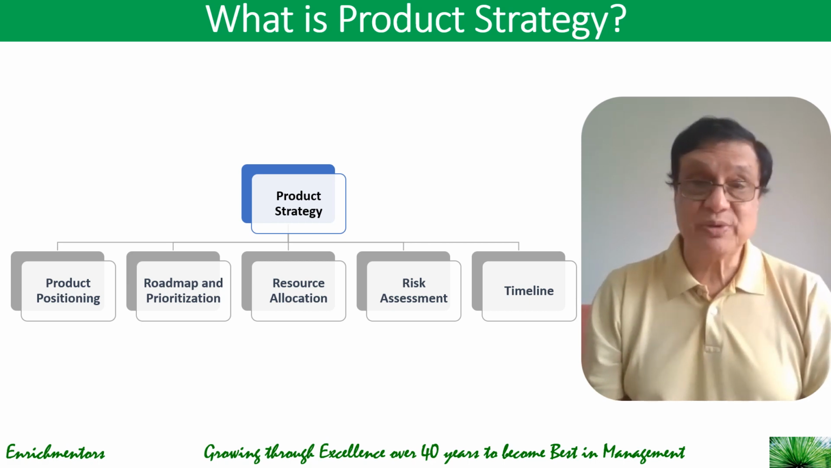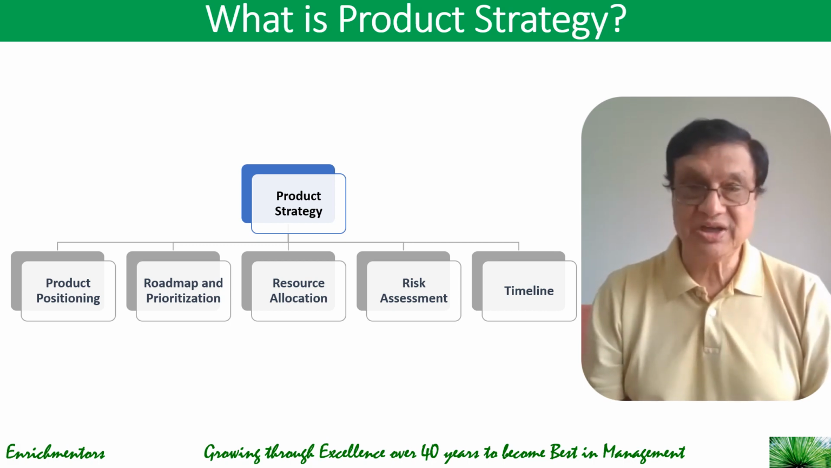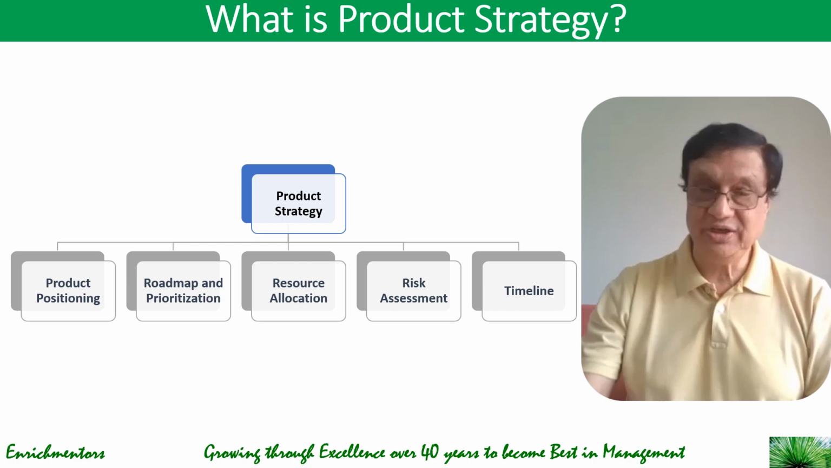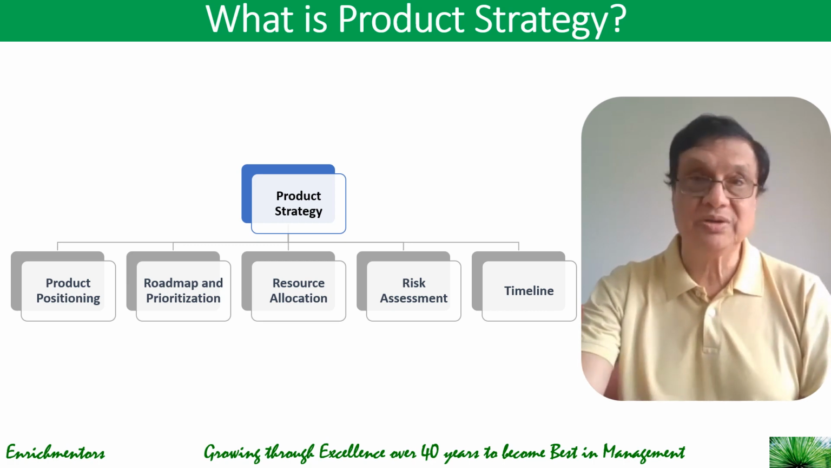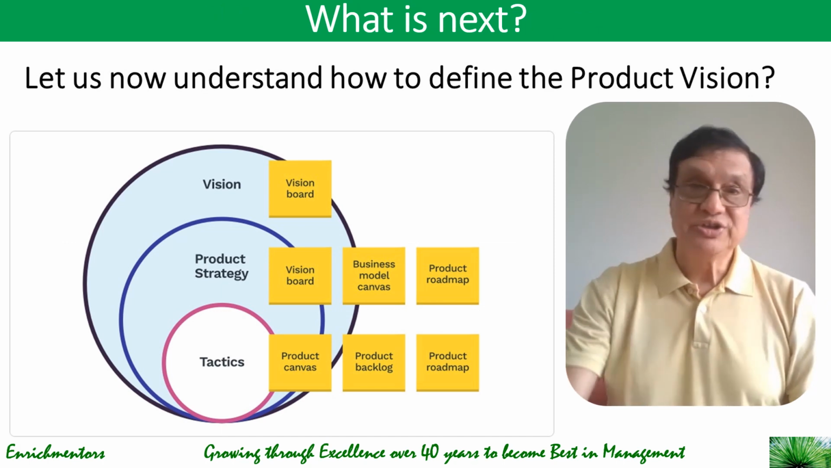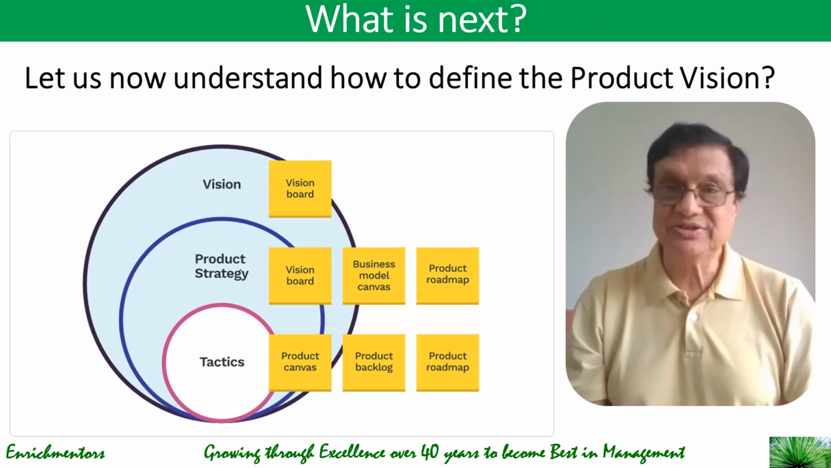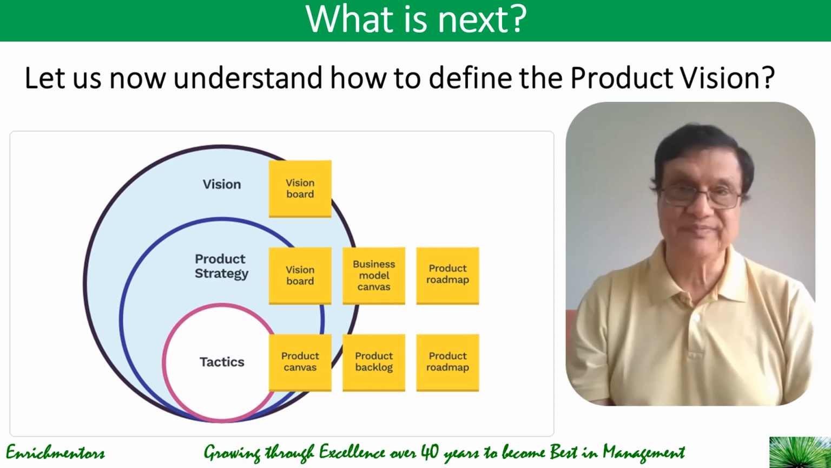It guides product managers and their teams in making informed decisions about what features to build, which markets to target, and how to allocate resources to achieve the product's long-term vision. So a very comprehensive and very important document to help realize the product vision. So what do we do next? Having understood what a product vision and strategy is, let's look at how to define or formulate a product vision in the next lecture.